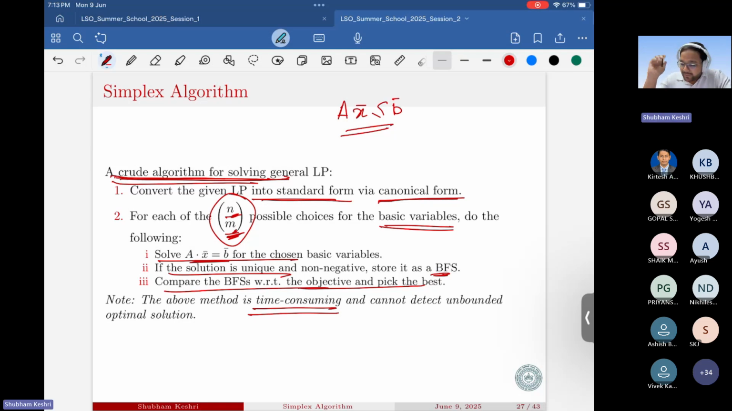By the way, this is not very important right now because you can skip this step later. But this is not very specific to a problem. It is for general LPs.